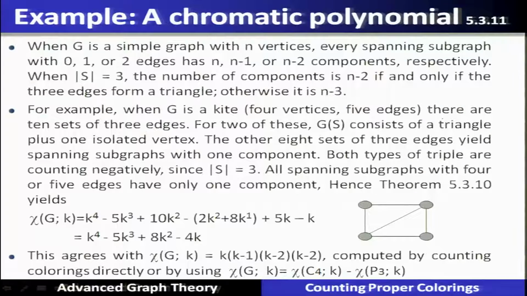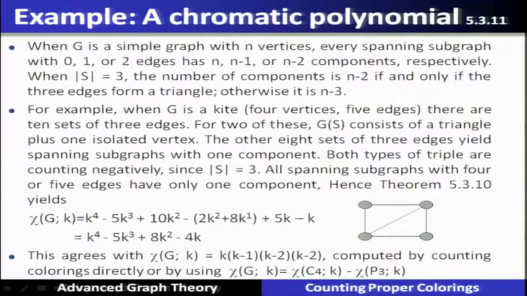When G is a simple graph with n vertices, every spanning subgraph with 0, 1 or 2 edges has n, n-1 and n-2 components respectively. When the cardinality of S is 3, the number of components is n-2 if and only if the 3 edges form a triangle, otherwise it is n-3. For example, when G is a kite with 4 vertices and 5 edges, as shown in the diagram, there are 10 sets of 3 edges. For 2 of these, G of S consists of a triangle plus 1 isolated vertex. The other 8 sets of 3 edges yield a spanning subgraph with 1 component. Both types of triples are counted negatively. All spanning subgraphs with 4 or 5 edges have only 1 component.